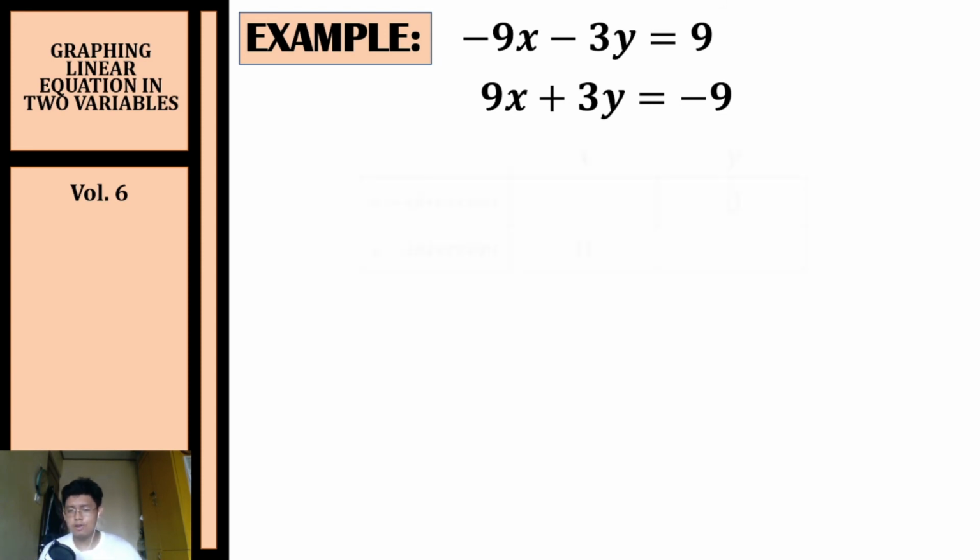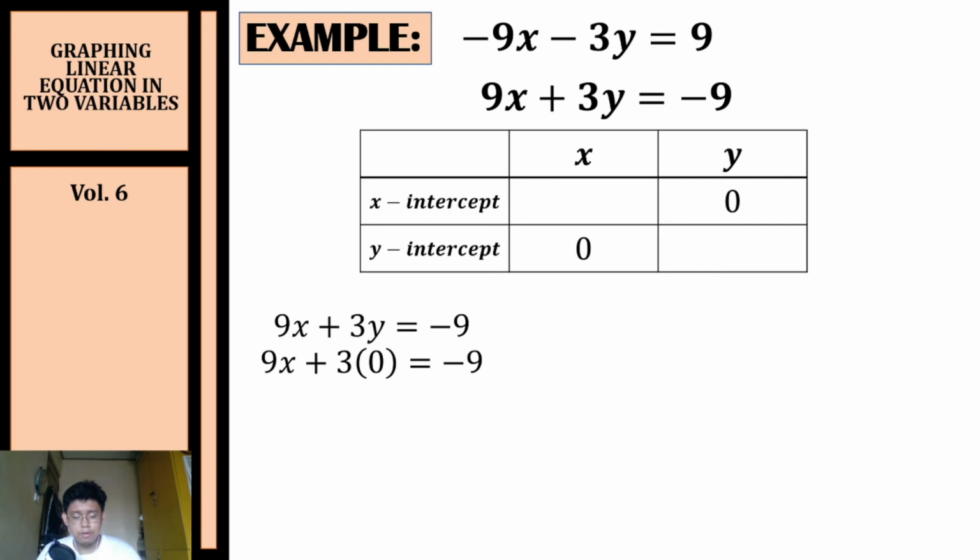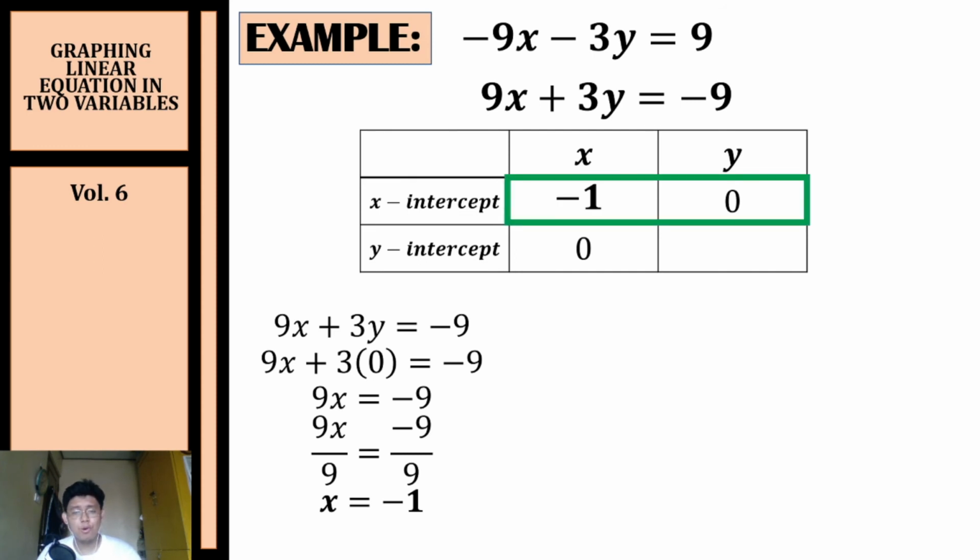Second step is for us to find our x-intercept and y-intercept. So let's find our x-intercept. To find our x-intercept, we must substitute the value of y as 0 and then solve for the value of x. Replacing y by 0. Simplifying that, we will have 9x is equal to negative 9. Then solve for the value of x by dividing both sides by 9. So x will be equal to negative 1. Our x-intercept will have a coordinate of (negative 1, 0).